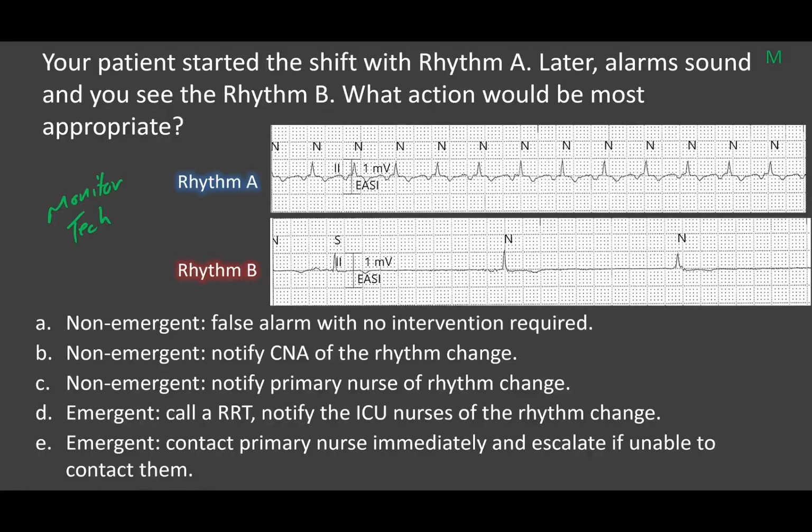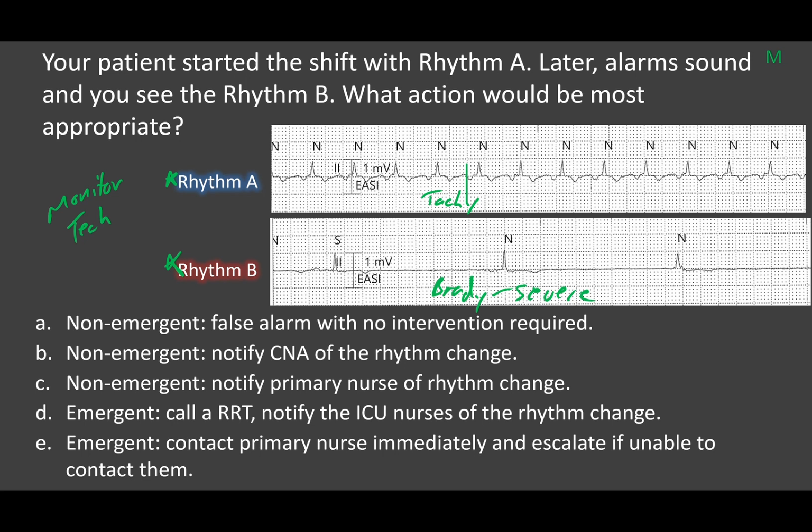Your patient started the shift in rhythm A, later an alarm sounds, and you see rhythm B. What action would be most appropriate? So we've started our shift in, well, we'll have to look. They start off with a tachycardic rhythm, and now they're bradycardic. Severe, their heart rate of like 30. So this is a significant drop in heart rate.